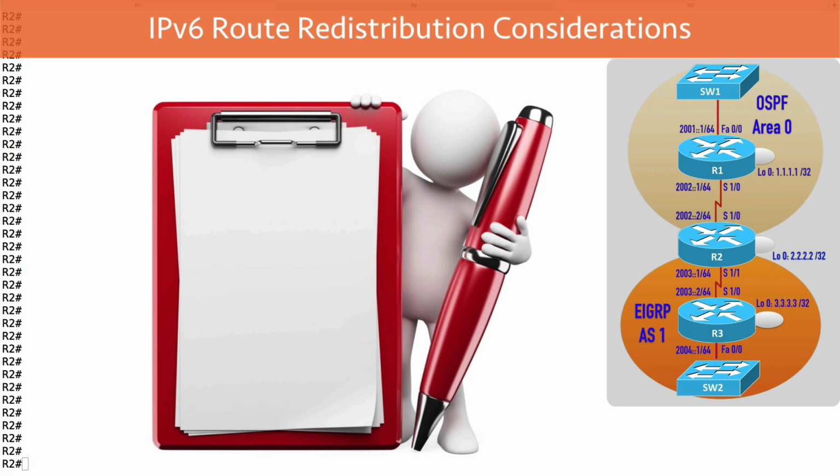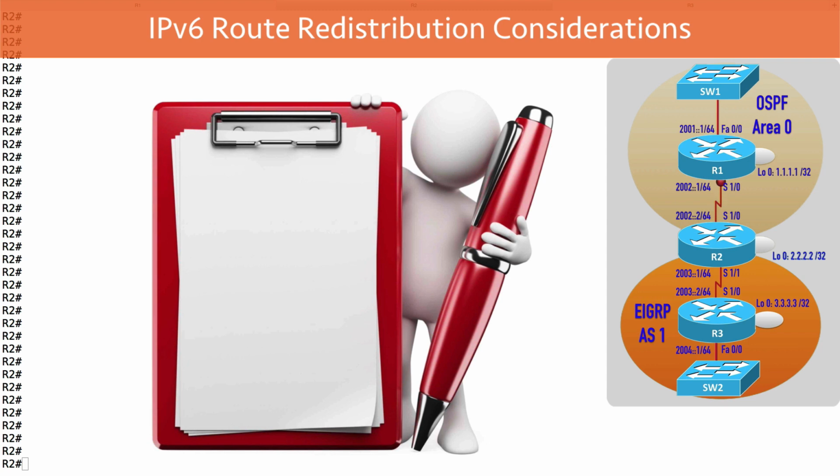In this video, we want to talk about a couple of additional considerations we have when we're troubleshooting route redistribution for IP version 6. For the most part, the issues are similar, but there are a couple of additional things I want you to keep in mind beyond what we've already talked about.